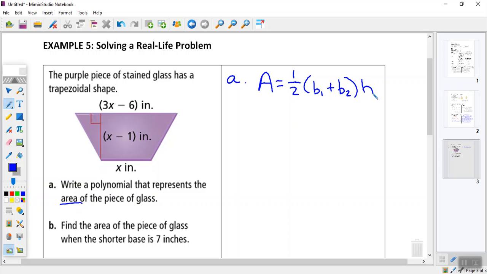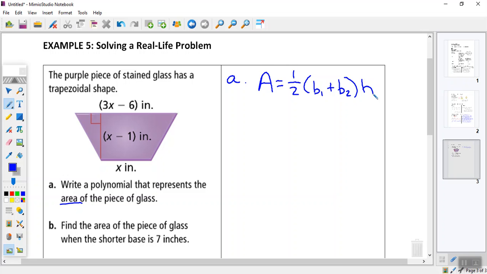Okay, the area formula for a trapezoid. You guys have seen that before, I think, haven't you? Let me see what you had there. It just replaced the B1 in the middle. Okay, same thing, right? Okay, here's the deal.